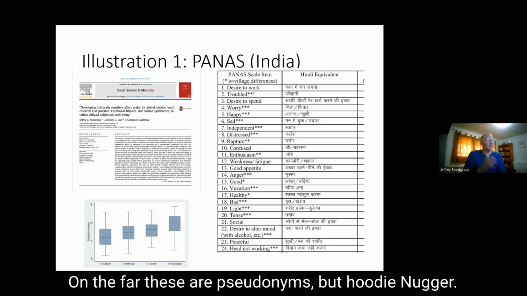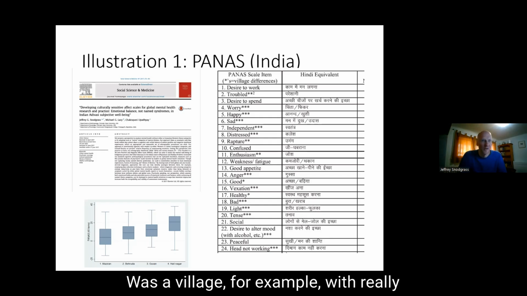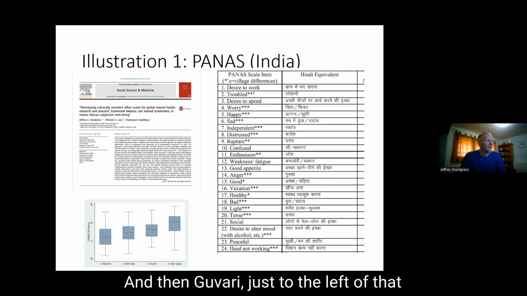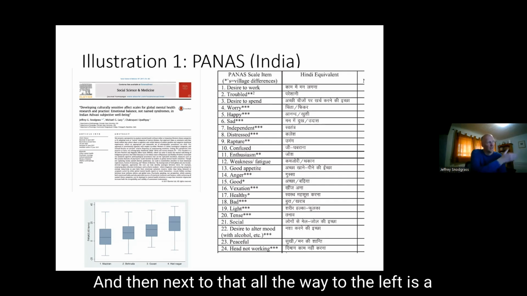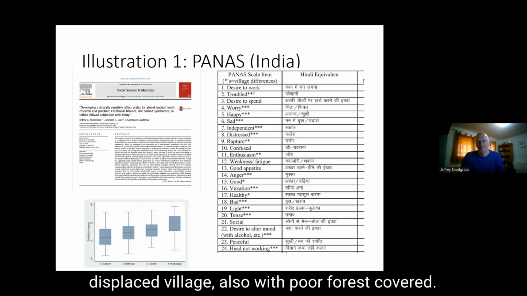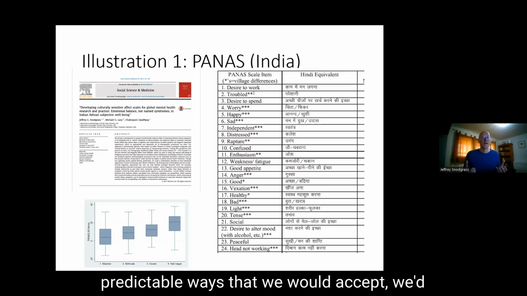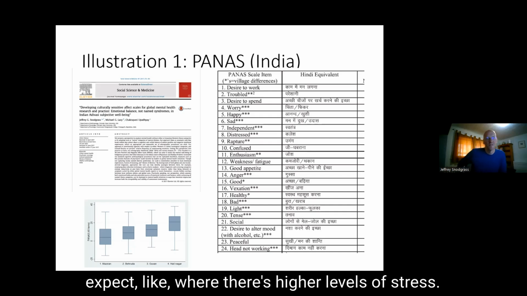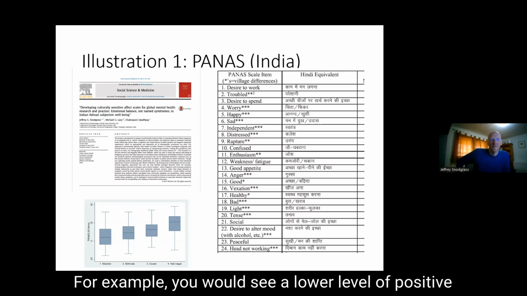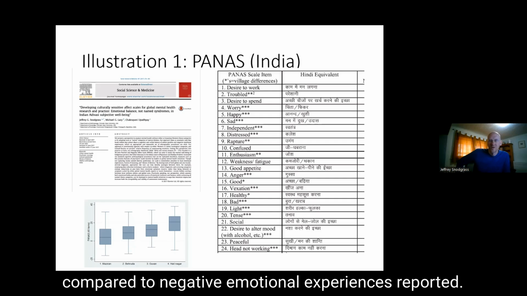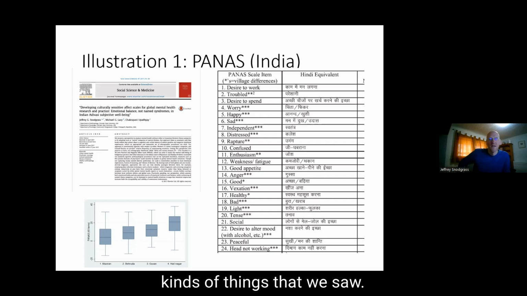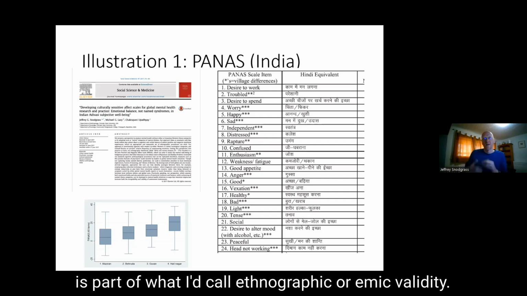These are pseudonyms, but Hudinugger was a village, for example, with really good forest cover, more isolated. And then Guvari, just to the left of that, was a non-displaced village. I'll say more about that in a moment. And then next to that, all the way to the left, is a displaced village, also with poor forest cover. So the idea is this measure responds in predictable ways that we would expect, like where there's higher levels of stress, for example, you would see a lower level of positive compared to negative emotion experiences reported. And those are the kinds of things that we saw. Incidentally, that cultural and contextual sensitivity is part of what I'd call ethnographic or emic validity.